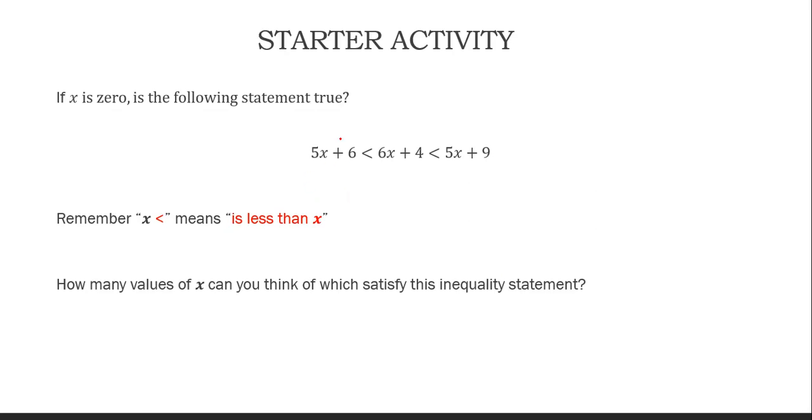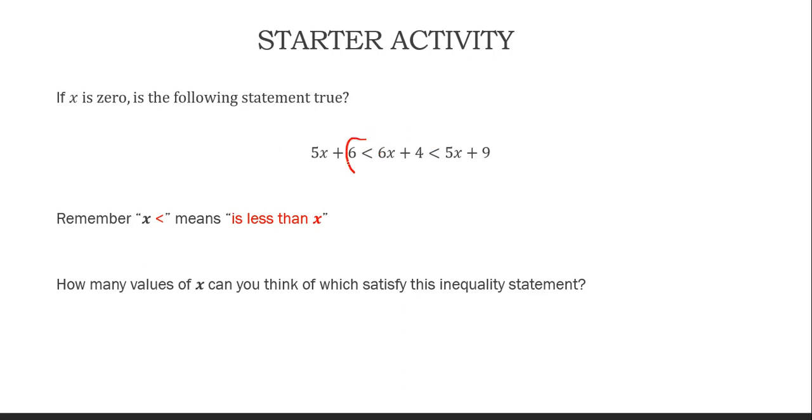All right, so let's get into this starter activity. If x is 0, does this following statement make sense? There are a couple of things we need to look at. You've got these little symbols here. These are your inequality symbols. We always read them from left to right.